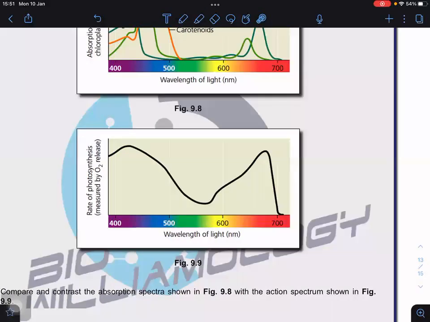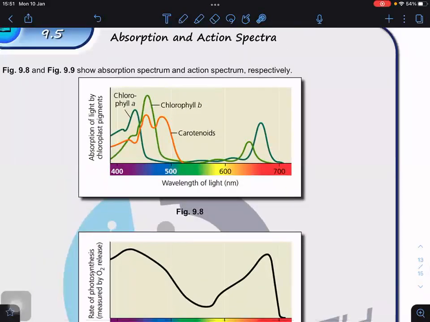Okay, this one, the first one, is how much they absorb the light. We use a pigment. How much pigment absorbs the light? So this one is the absorption spectrum.